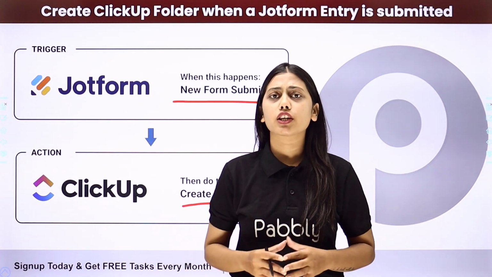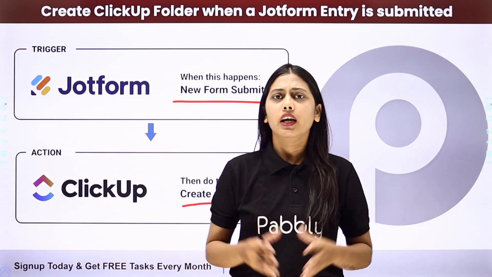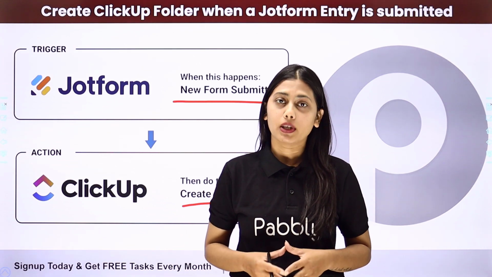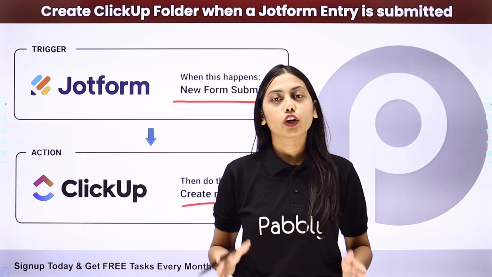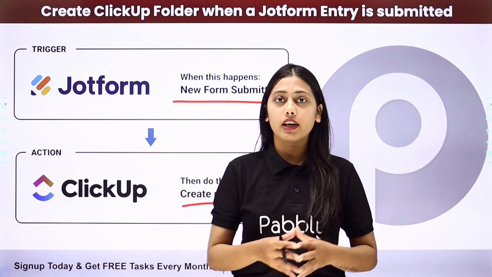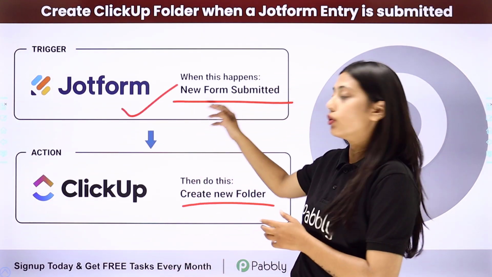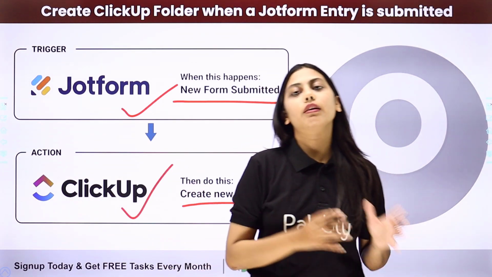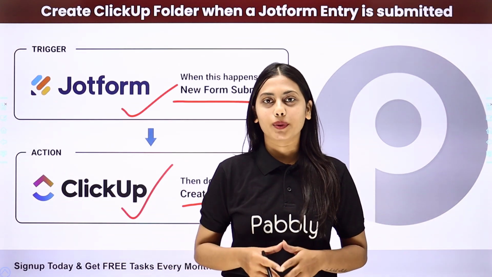But since both these applications do not have a direct connection between them, it is impossible to do it automatically, and you have to do it manually every time. But let me tell you, we can actually automate this whole process with the help of Pabbly Connect. We will create such an integration where our trigger will be JotForm, where a new form will be submitted, and our action will be ClickUp, where a new folder will be created. Let us learn how to do it.